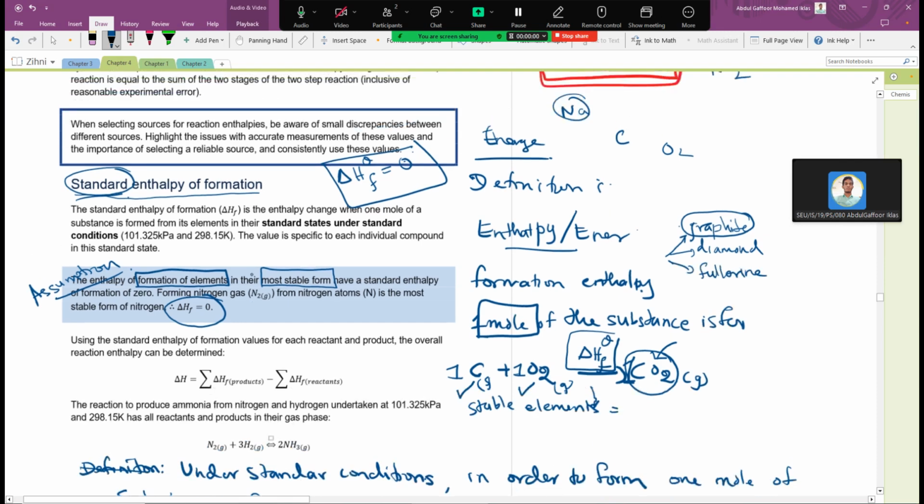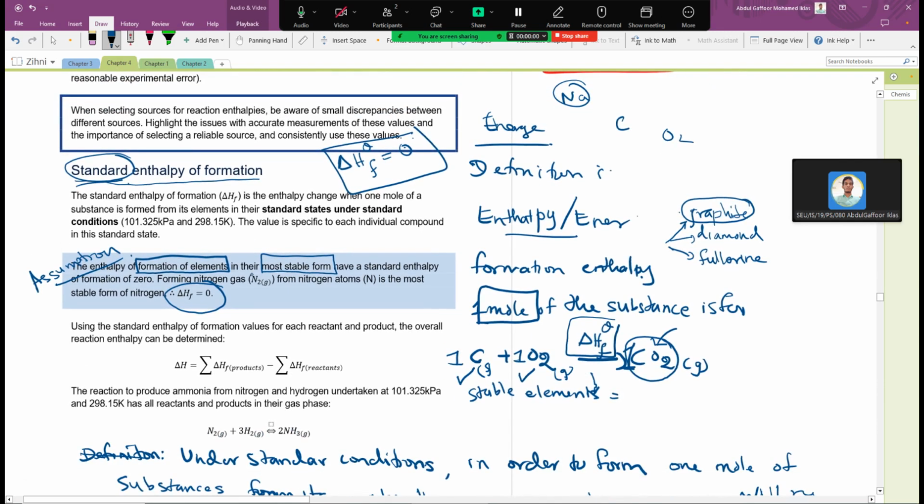Okay, right. Now here this is the equation using the standard enthalpy of formation values for each reactant and product. Now you see during a reaction, we will have reactants and products, right? So when a reaction happens, an amount of energy will be either released or absorbed. That can be determined using the difference of the summation of enthalpy change of products and reactants respectively.